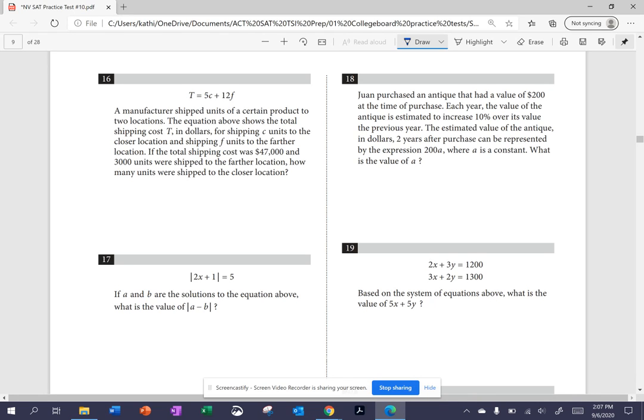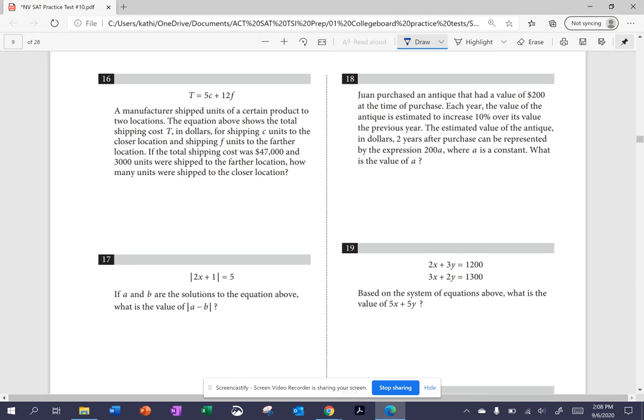So let's start out with the first one here. A manufacturer shipped units of a certain product to 2 locations. The equation above shows the total shipping cost T in dollars for shipping C units to the closer location and shipping F units to the farther location. If the total shipping costs were $47,000 and 3,000 units were shipped to the further location, how many units were shipped to the closer location?